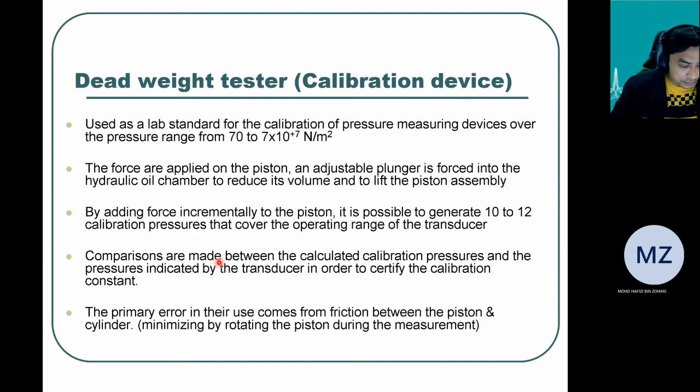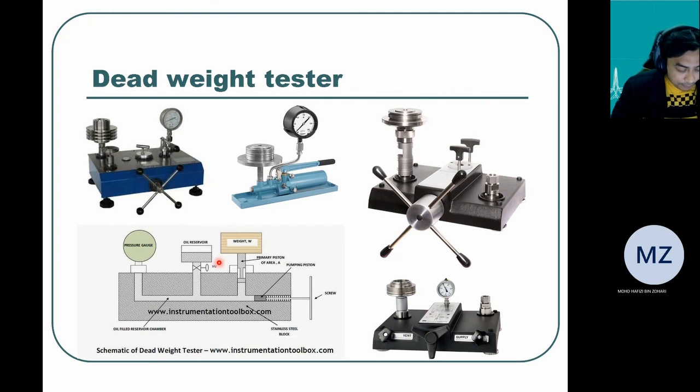So we have a lot of examples. We have different kinds of shape and dimension of the dead weight tester. The difference is in terms of accuracy, repeatability, and so on. They use the same concept for all types of dead weight tester here. The only difference between them is actually the price. This can be 20,000 ringgit, it can be 5,000 ringgit. It depends on the accuracy that you're looking for in the sensor.